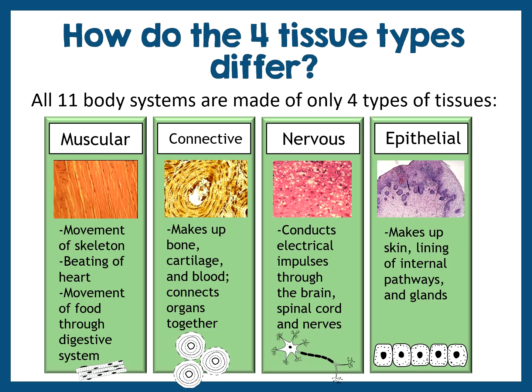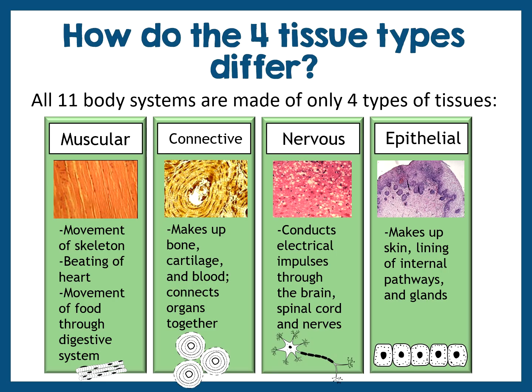Nervous tissue is highly specialized, so it can actually conduct electrical impulses through that tissue. So this is going to include the brain, the spinal cord, and the nerves. While epithelial tissue is going to make up the linings of our body.